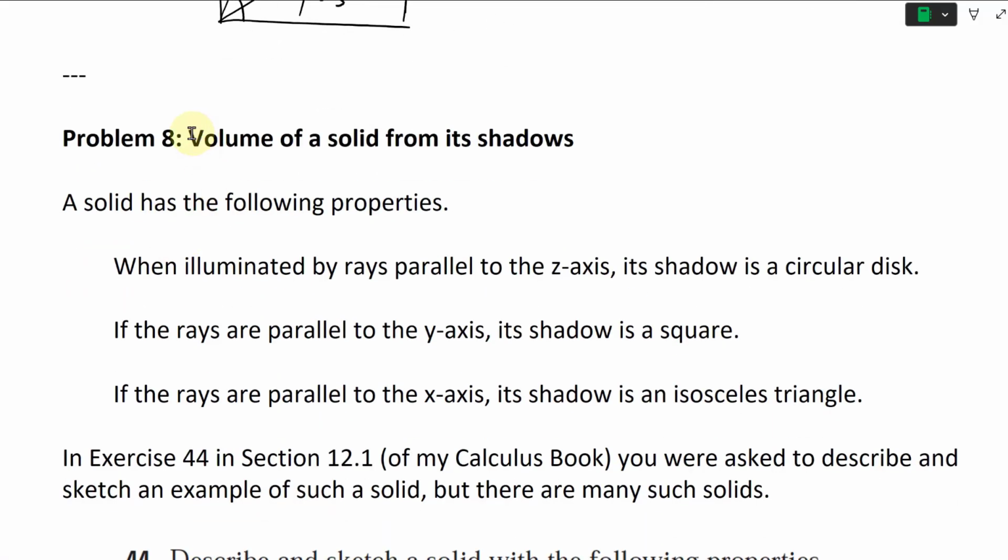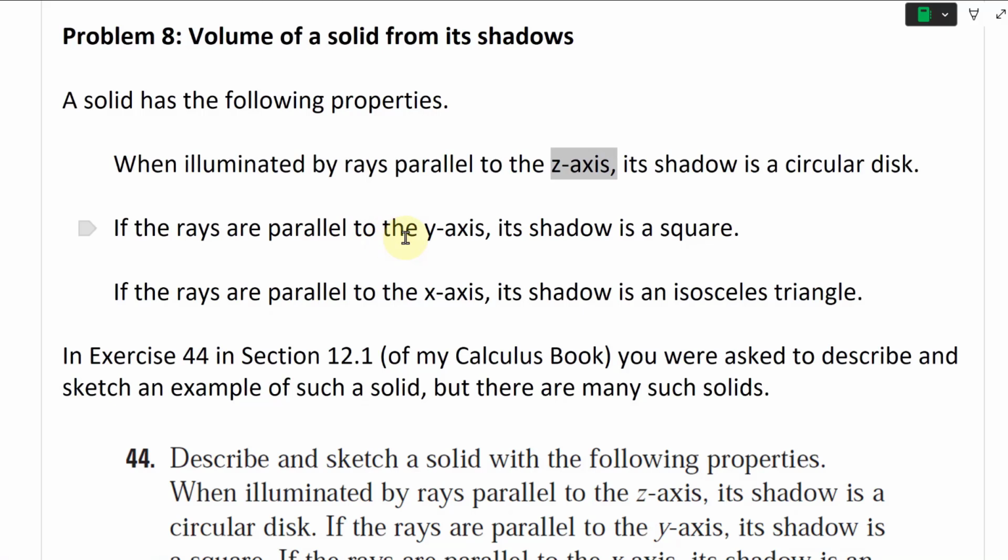Problem 8, and this one is about finding the volume of a solid from its shadow. So that's going to be quite an interesting problem here. A solid has the following properties. When illuminated by rays parallel to the z-axis, its shadow is a circular disk. If the rays are parallel to the y-axis, its shadow is a square. And if the rays are parallel to the x-axis, its shadow is an isosceles triangle.